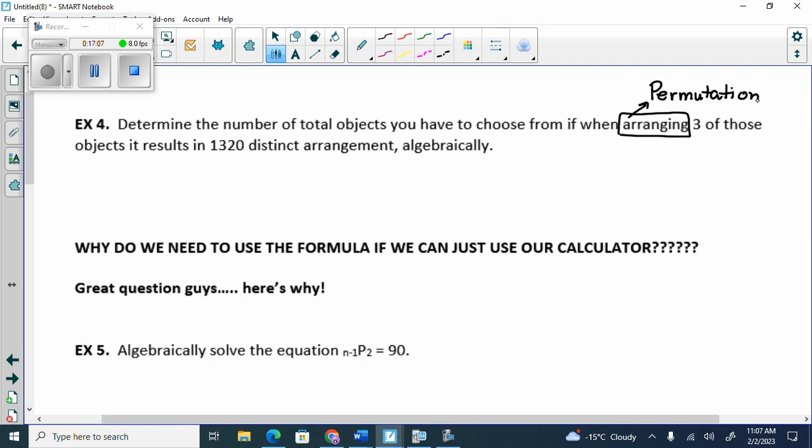So I want the total objects, so I want n. N is how many there are. The total objects you have to choose from when arranging. 3 is how many you're choosing. So that's your R.